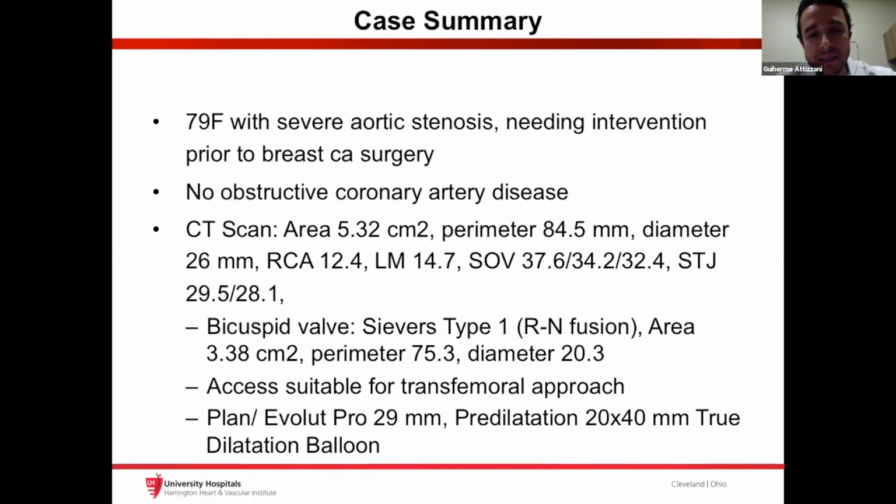On CT scan, when thinking of a self-expandable valve, if we were going to size based on the annulus in this patient, we would have picked a 34 valve for Evolut. However, the supraannular perimeter is 75, and the other measurements are all compatible with a 29. So I chose a 29 Evolut Pro with a pre-dilatation of a 20 millimeter True Dilatation balloon.